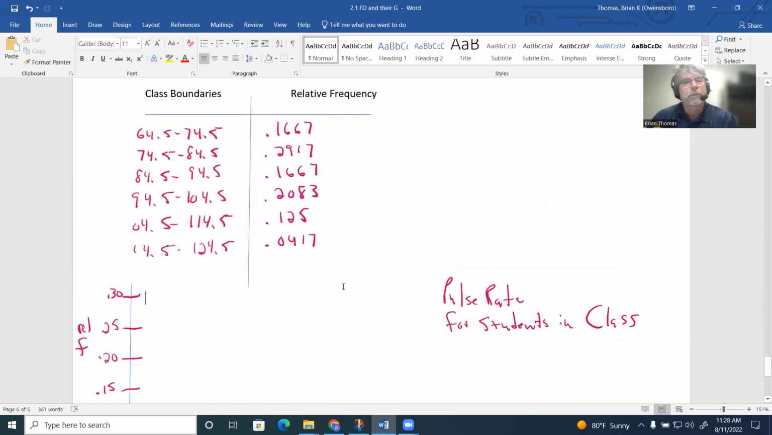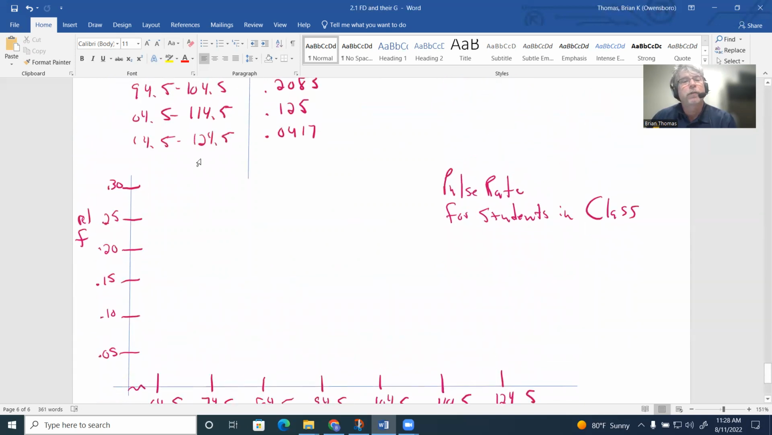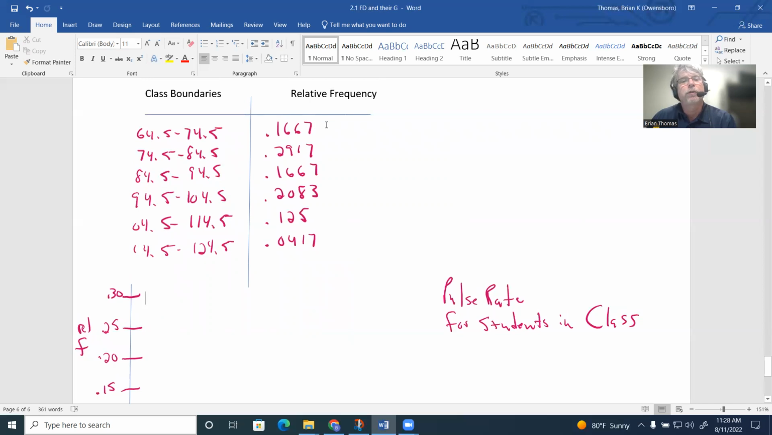So the class boundaries, as we said, were 64.5 to 74.5. That's going to be the horizontal scale. I did that 64.5 to 74.5. Remember, we got those by using the class limits, and we added and subtracted that 0.5. So I should have a 124.5 over here as well. That was our end one as well. So we got that previously. I brought this relative frequency down, that 0.167, 0.2917, 0.1667, and so forth.